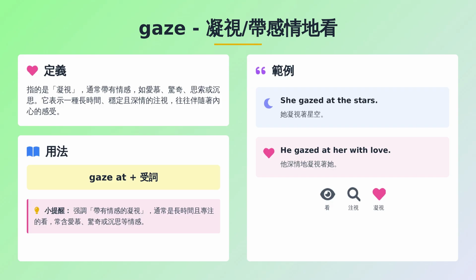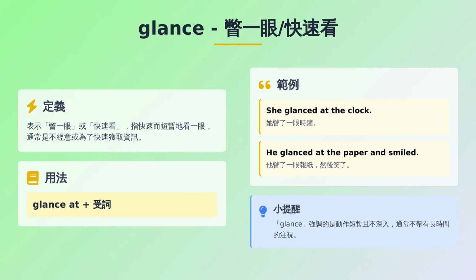Differentiation. Look: casually, unintentionally. Watch: focused and prolonged. Gaze: with affection or love. Glance: a quick glance. Definition: it means glance or a quick look. It refers to a quick, brief glance, usually casually or to quickly gather information.